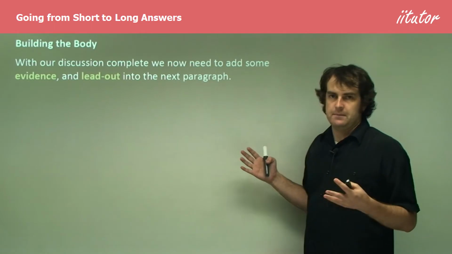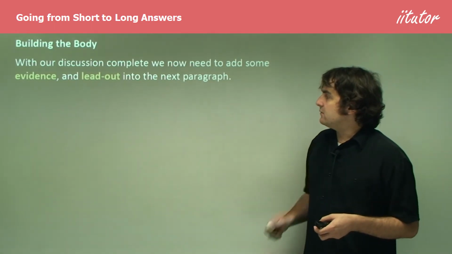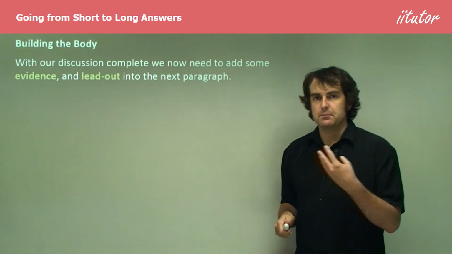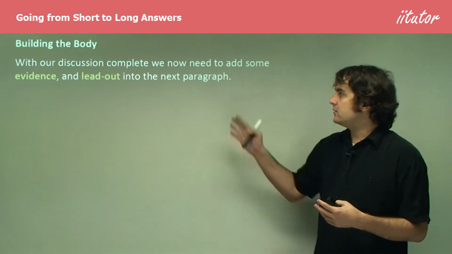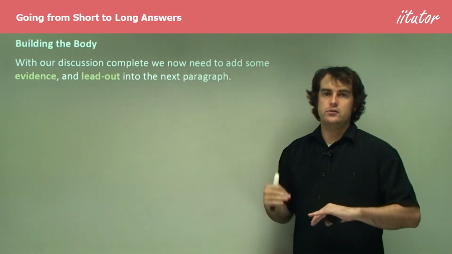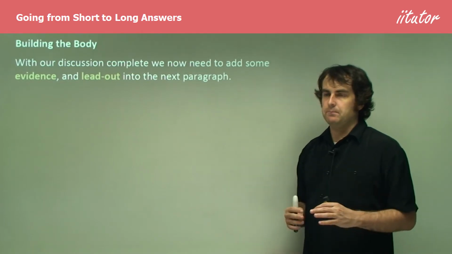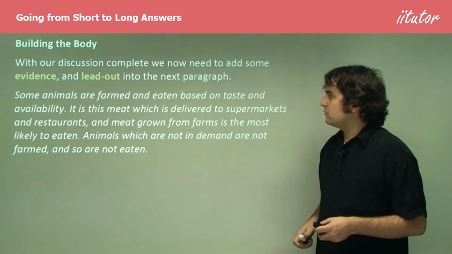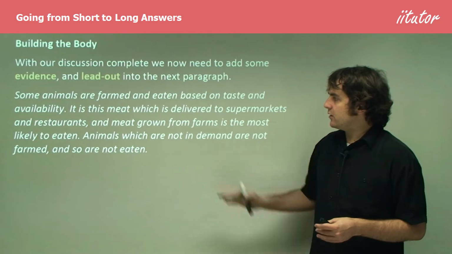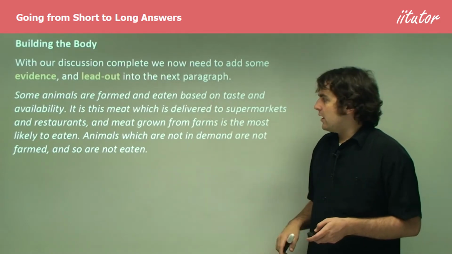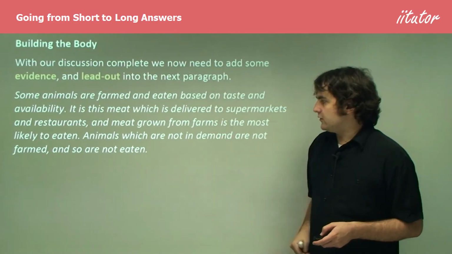Okay, but we're not done yet, because we need to now add some evidence, as in something that proves it, and a lead out, so we can then go on to our next paragraph about animals you wouldn't eat and why you wouldn't eat them. So we'll have our beginning, and we're going to combine that now with our discussion, and then we're going to add our evidence first of all.